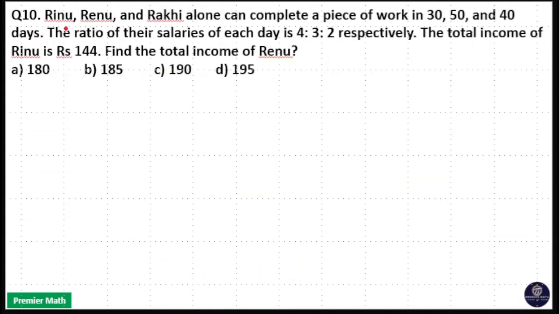Next is question number 10. Renu, Renu and Rakhi alone can complete a piece of work in 30, 50 and 40 days. The ratio of their salaries of each day is 4 is to 3 is to 2. The total income of Renu is rupees 144. Find the total income of Renu. So we have Renu, Renu and Rakhi here.